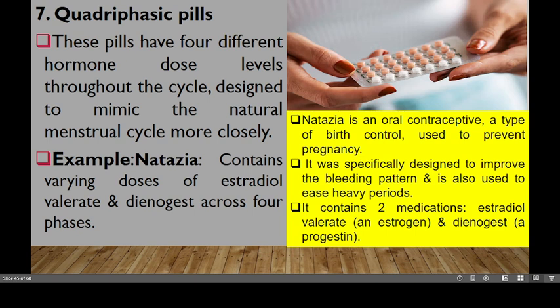Quadriphasic pills. These pills have 4 different hormone dose levels throughout the cycle. They are designed to mimic the natural menstrual cycle more closely. An example, we have Natazia, right? Natazia is an oral contraceptive type of birth control used to prevent pregnancy. It is specifically designed to improve bleeding pattern and is also used to ease heavy periods. It contains 2 medications, estradiol and dienogest. All right. Okay.